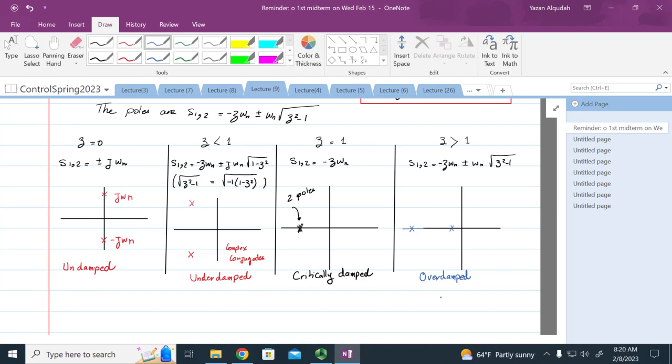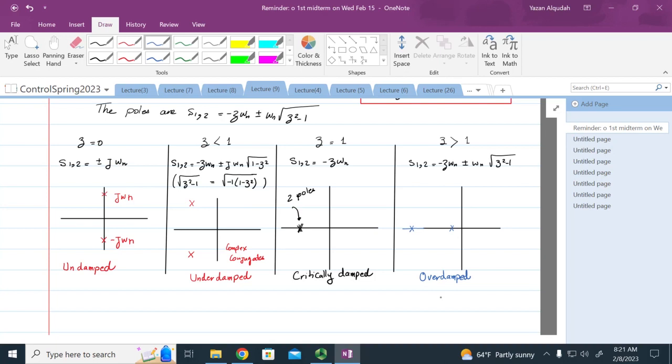Excellent. If we applied a step, we're going to have a step that goes up oscillating. But if I apply a sinusoidal signal to this system that has omega n, then it's going to grow out of control. It's going to become unstable. So we call this system marginally stable.